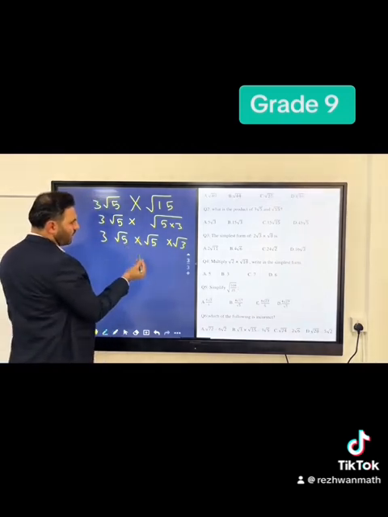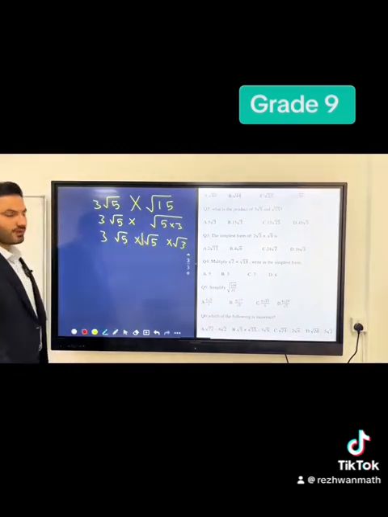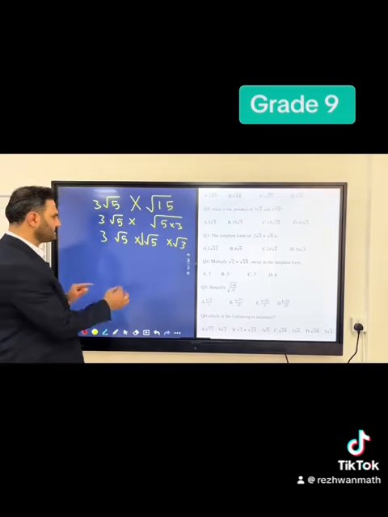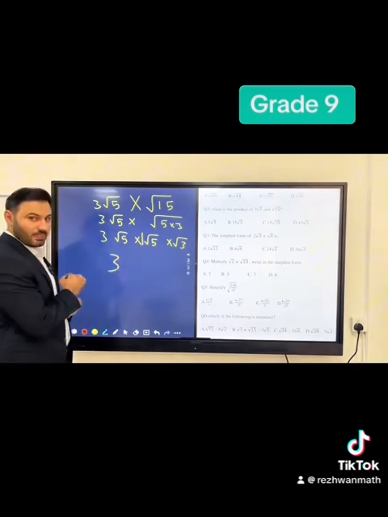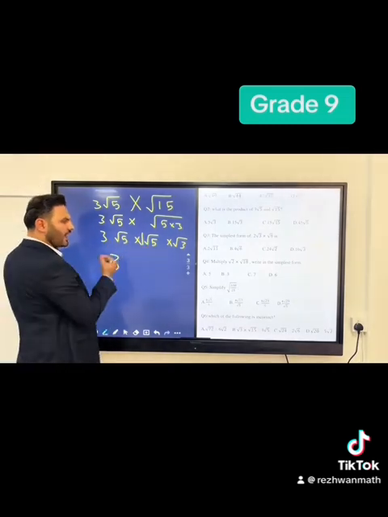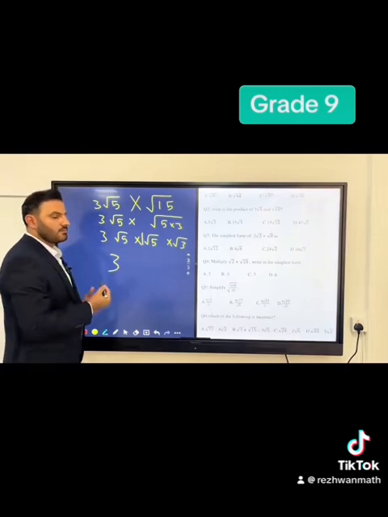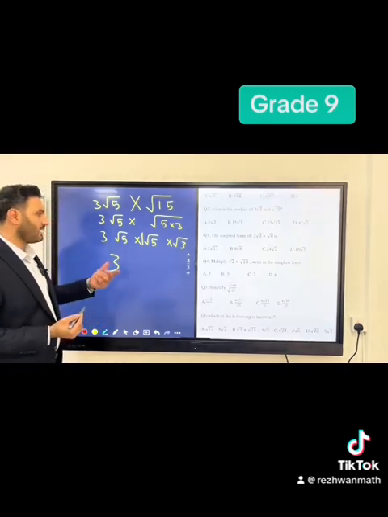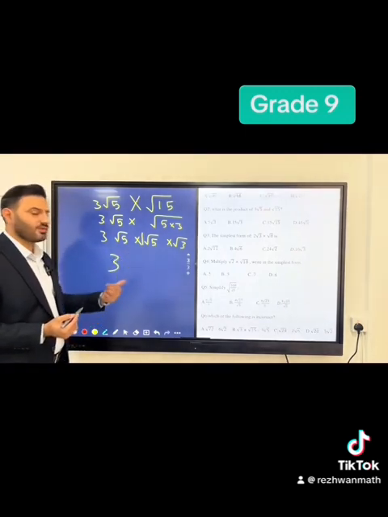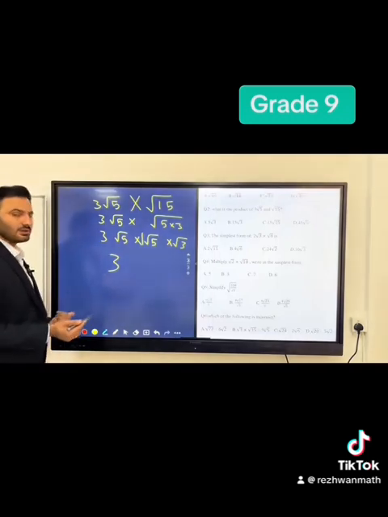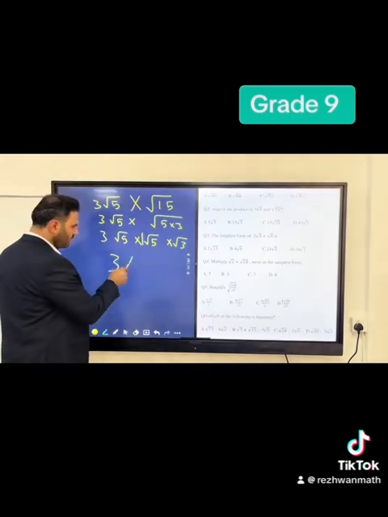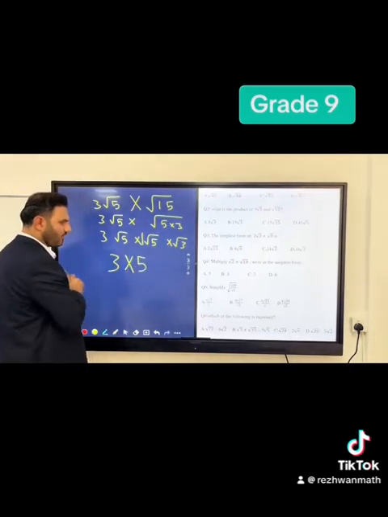Square root, okay, which number is in front of the square root 5? 1. Okay, 1 times 3, we get 3. And square root 5 times square root 5, because we have the same number inside the square root, and the sign between them is multiplication, so directly remove the square root. So we have only 5.